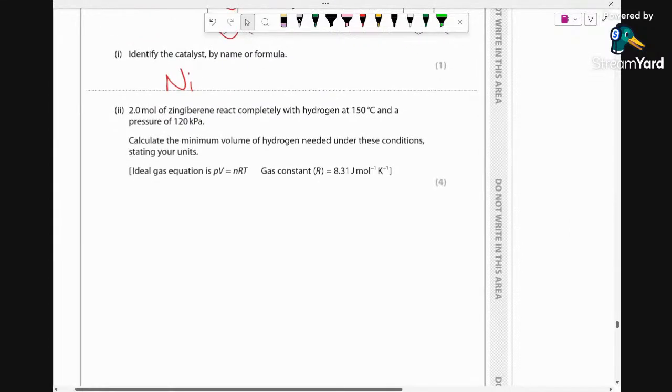Next, 2 moles of zingiberene react completely with hydrogen at 150 Celsius. Oh, I need to go higher in my temperature these days. I did notice that on a mark scheme. It was a subtle change. Didn't tell me. And a pressure of 120 kilopascals. Calculate the minimum volume of hydrogen needed under these conditions, stating the units. Okay, so 2 moles react completely with hydrogen. Okay, that's weird.